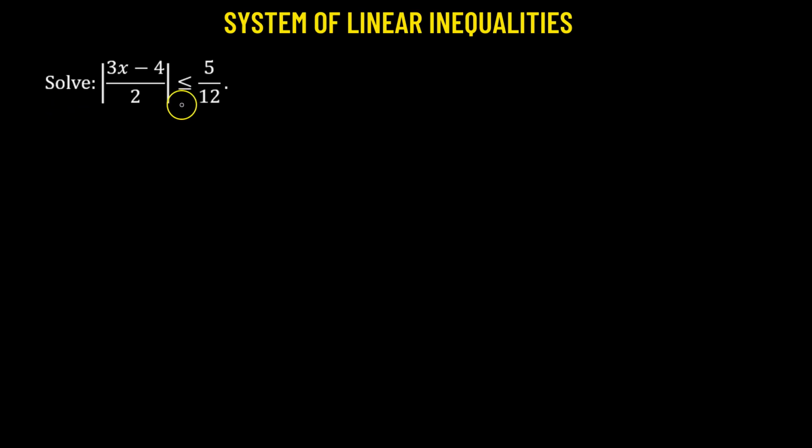Let's solve the following linear inequality. So here we are given that the absolute value of (3x minus 4) divided by 2 is less than or equal to 5 over 12. Now, from the definition of absolute value, we immediately get two cases.